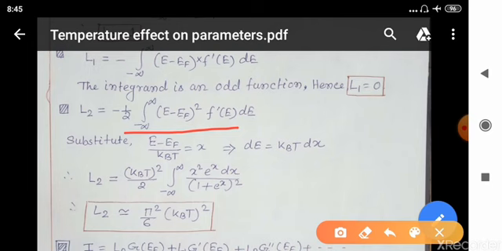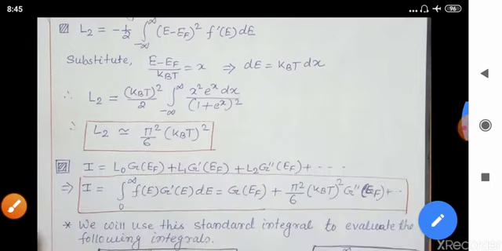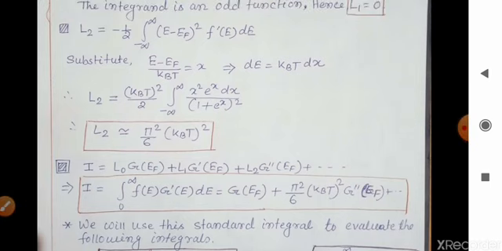If we substitute (E minus EF) by kBT as x, then dE becomes kBT dx. So L2 becomes (kBT) whole square by 2, integral of x square e to the power x dx divided by (1 plus e to the power x) whole square. And if we take help from standard integrals, L2 becomes pi square by 6 (kBT) whole square. So we have found out what L0, L1 and L2 are.